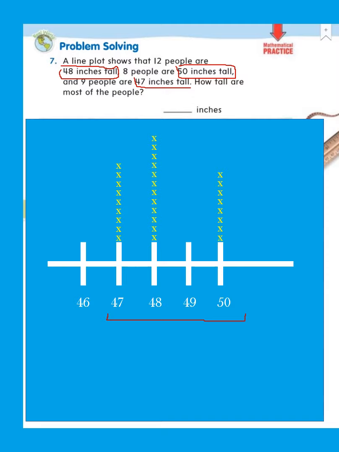Now the question, this is the part that would need to be circled. How tall are most of the people? These are the important words. Well, most is the one that has 12 X's, and we can see that. And how tall are those people? Right, they are 48 inches, and that is what we put on the line. Okay, so good luck with numbers 8, 9, and 10.